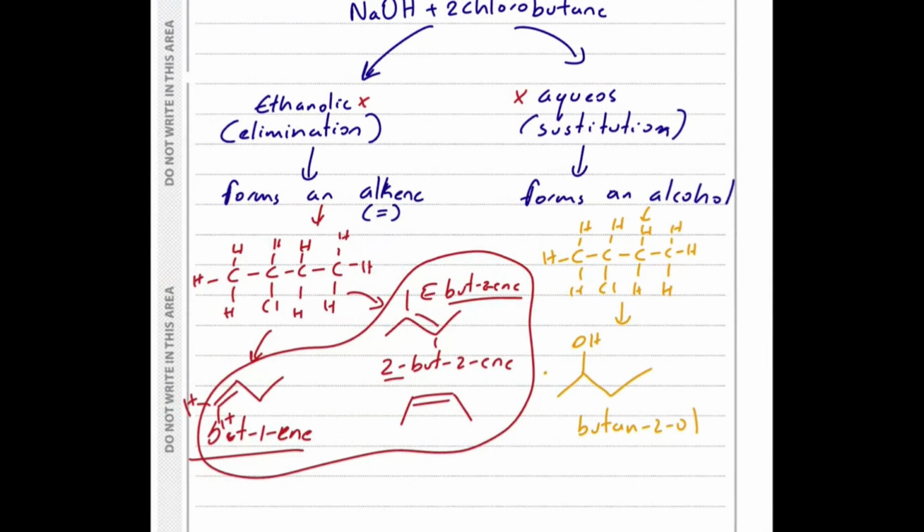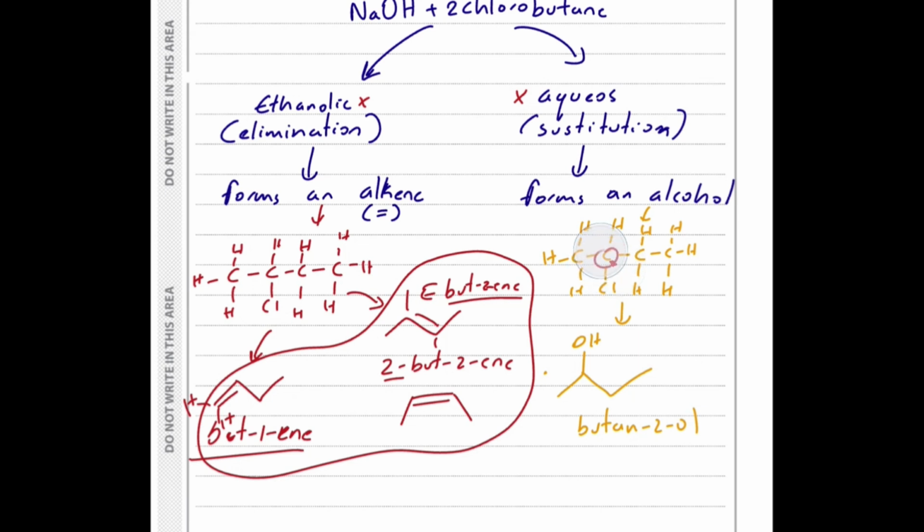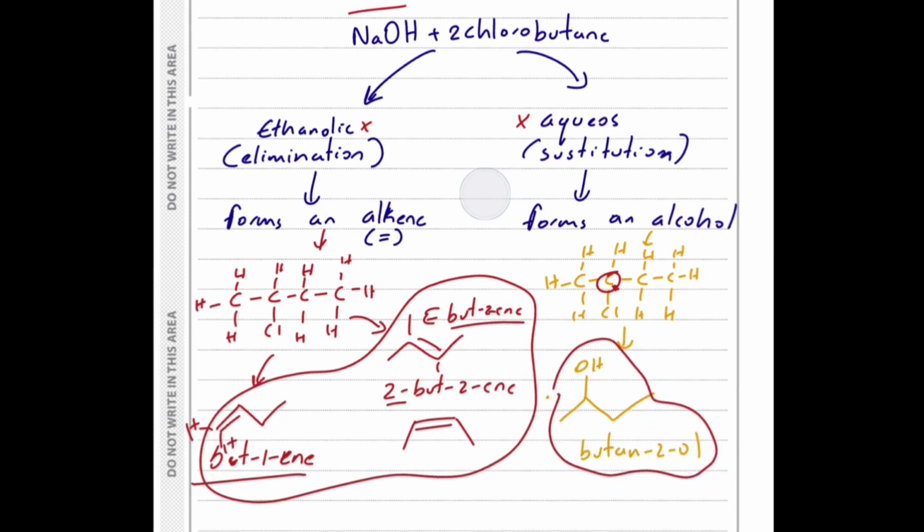Okay, the second one is the aqueous condition. In aqueous condition, this reaction undergoes a substitution reaction, right? Because the OH nucleophile attacks this carbon and replaces the chloride ion with that OH, right? So it forms an alcohol. So there will be only one compound that forms here, which is butan-2-ol, right?